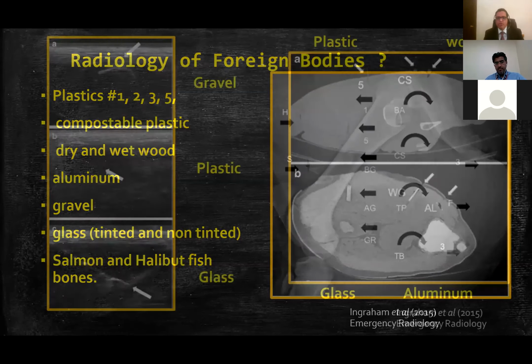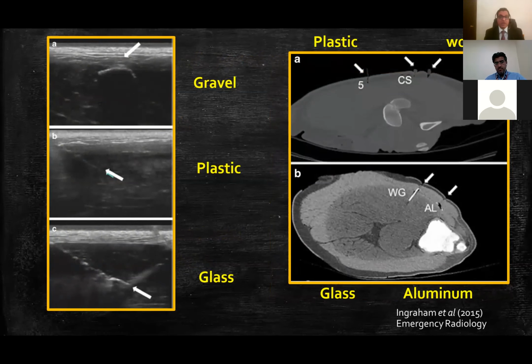You need more images. Ultrasound is handy. Those people interested in point of care ultrasound in the emergency department, please use it, especially if the foreign body is really superficial. Look at the foreign bodies there: gravel, plastic, and glass. If the foreign body is superficial, ultrasound is really good. Sometimes the foreign body is very deep and very difficult to see with ultrasound, so you proceed to CT.